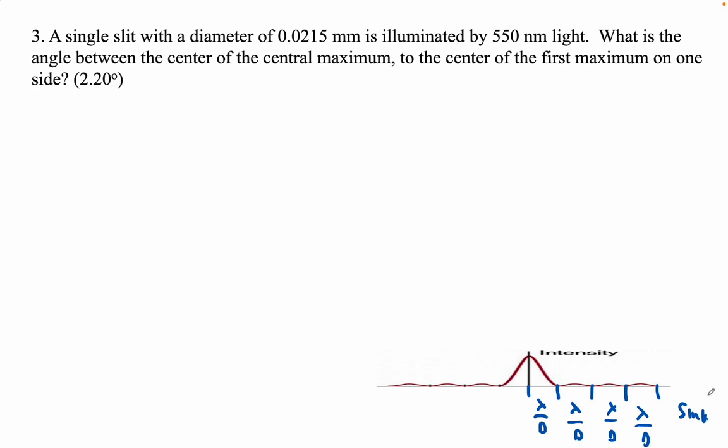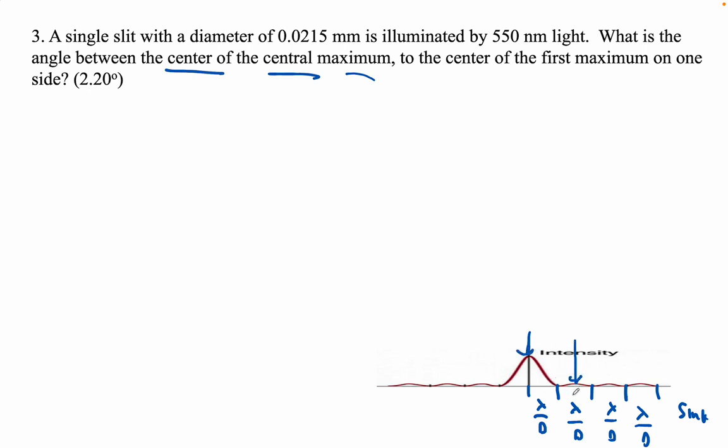So the first thing you really want to do with these is figure out what your sentence is. Here they're saying the center of the central maximum, so that's here, to the center of the first maximum on one side. Well, this is the first minimum. Here's the first maximum, the second minimum, the second maximum, the third minimum, the third maximum, etc. So I'll always say the central maximum, and then the center of the first maximum is here. Okay, so now we're good.